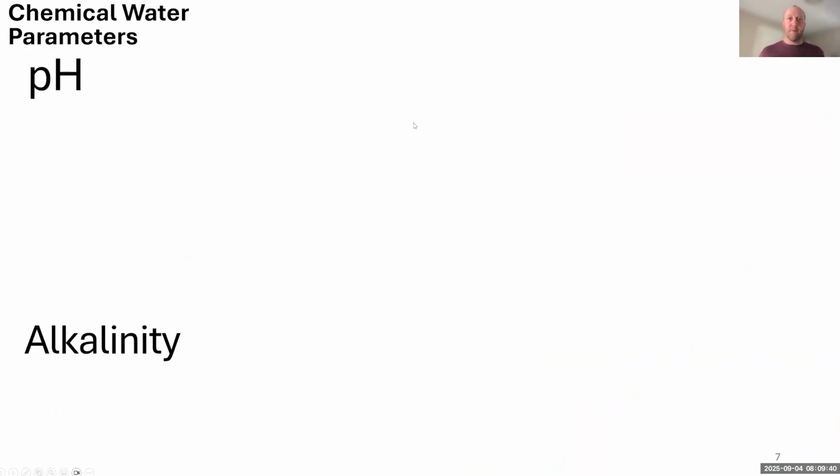The first ones I'm going to talk about are pH and alkalinity. These are sometimes used interchangeably, but they're not the same thing, and I'll talk about why and how they relate to each other. You've all probably heard of pH, but what is that actually measuring? We know it's acid, base, but pH is actually a measurement of hydrogen ions in the water. Hydrogen ions are actually just protons.